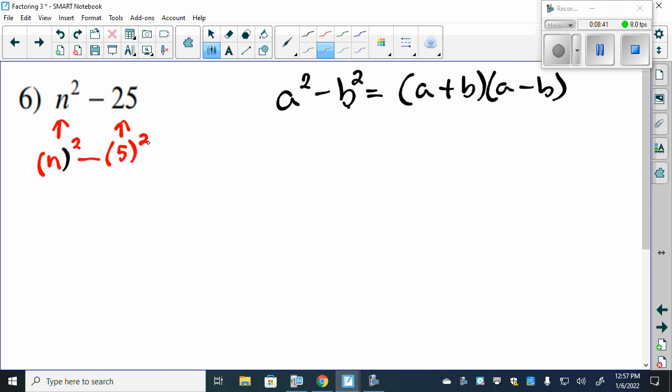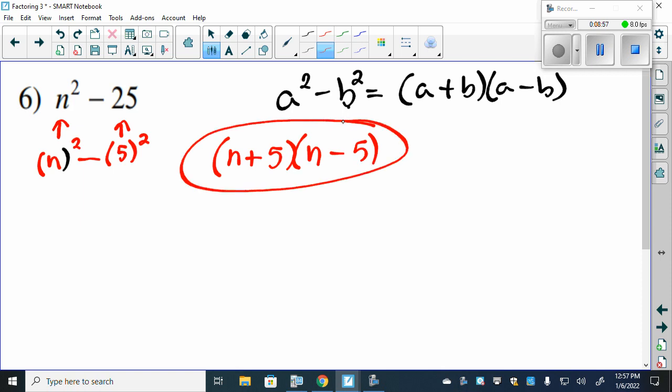And if we follow this set formula, really it's saying that this is going to be n plus 5 times n minus 5. And that's it. And really these difference of perfect squares will always work in the same fashion. Any questions on this here?